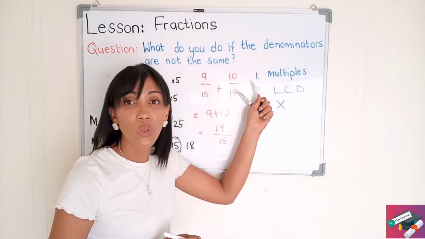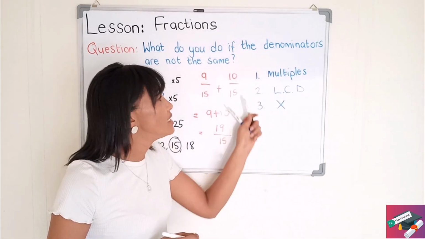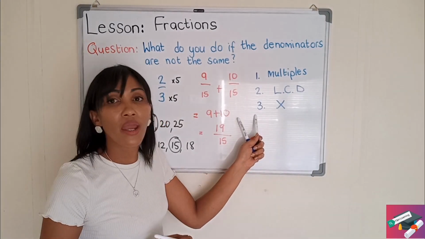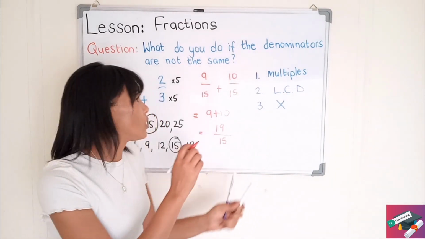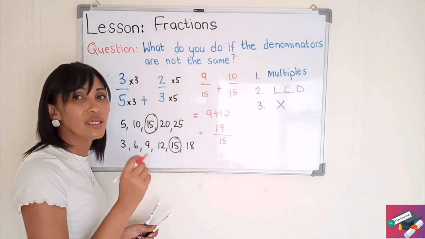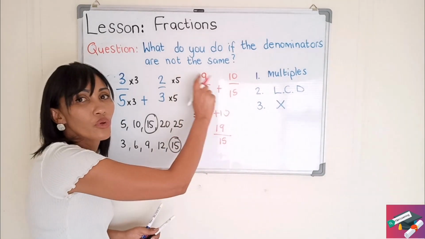Step number 1, we need to look for multiples. Step number 2, lowest common denominator. Step number 3, multiply. And in this way, our denominators will be the same. And in that way, it's easy for us to add our numerators together.